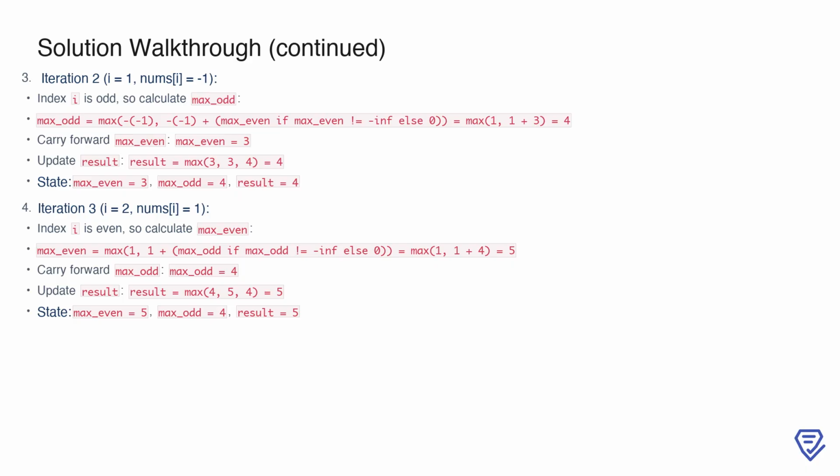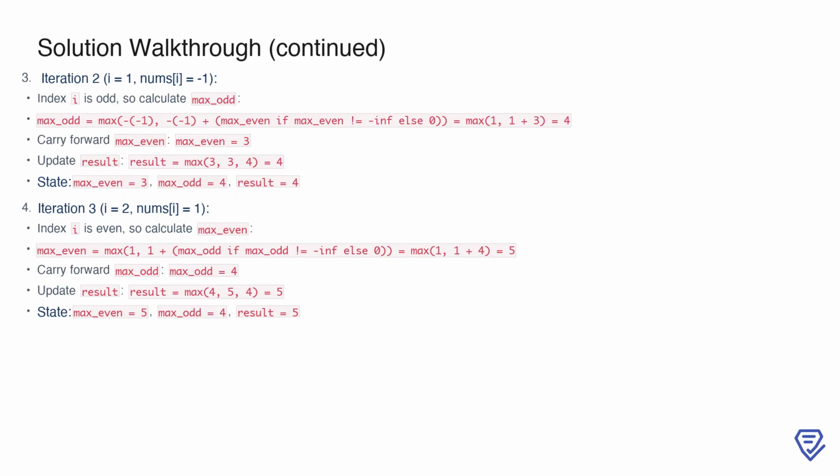In the third iteration, we move to the element at index 2, which is 1. Since the index is even, we update max_even to the maximum of the current number, 1, and 1 plus the previous max_odd value, which is 4. The calculation gives us max_even equals max(1, 1 plus 4), resulting in 5.